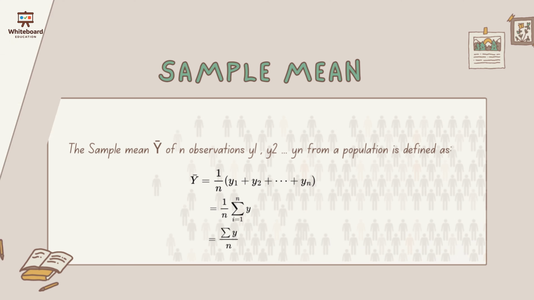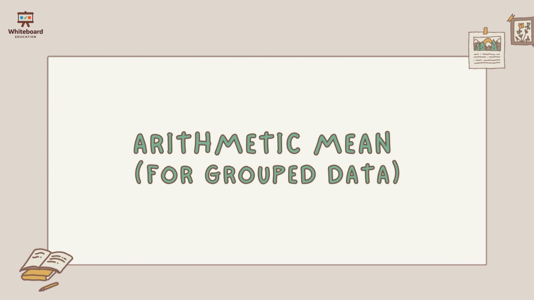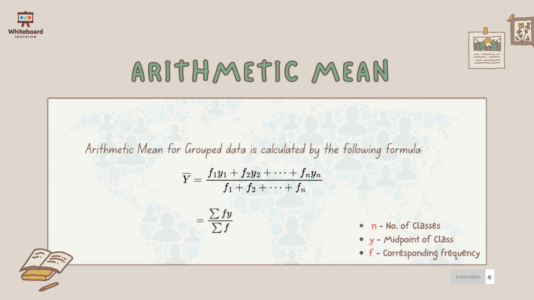Next is arithmetic mean for grouped data, the data that is in form of tables. Arithmetic mean for grouped data is calculated by the following formula, which is y bar equals f1 y1 plus f2 y2 till fn yn divided by f1 plus f2 plus f3 till fn. For all the summed observations we use summation, so here the final formula is summation fy over summation f.